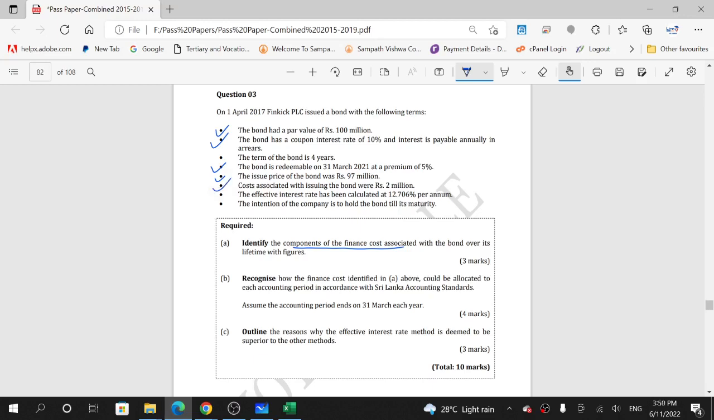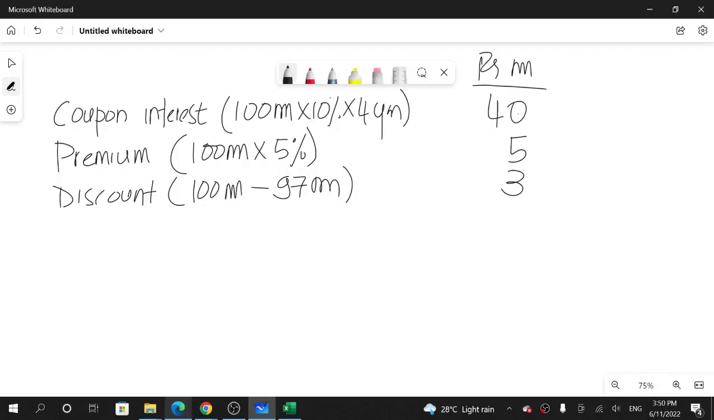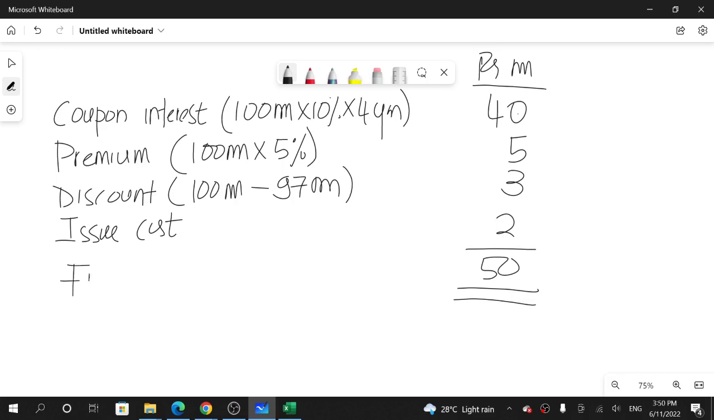Associated cost of issuing the bond, that will also be part of your cost. Issue cost, 2 million. So altogether you have 50 million cost. Neither, 50 million finance cost is there. You have a total finance cost of 50 million. Okay, total finance cost of 50 million.